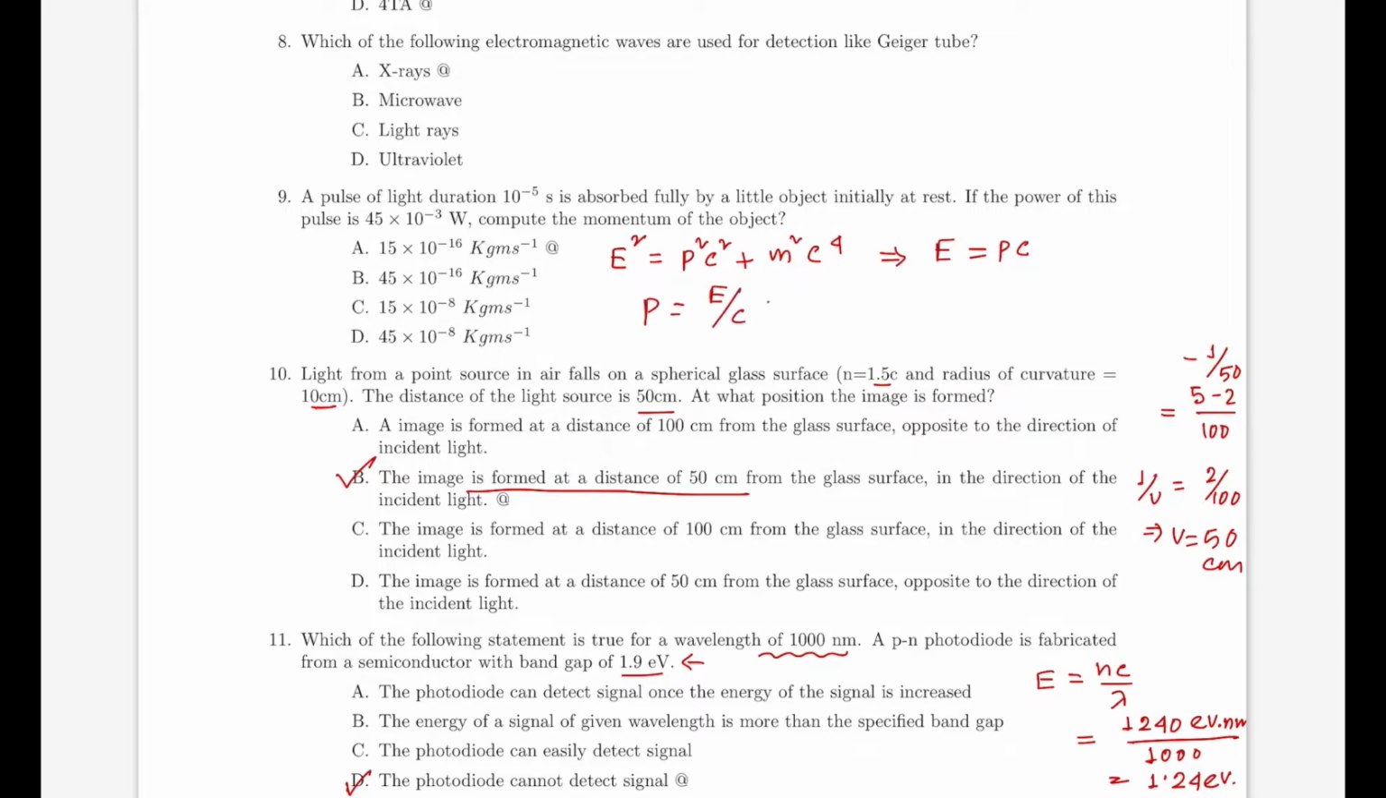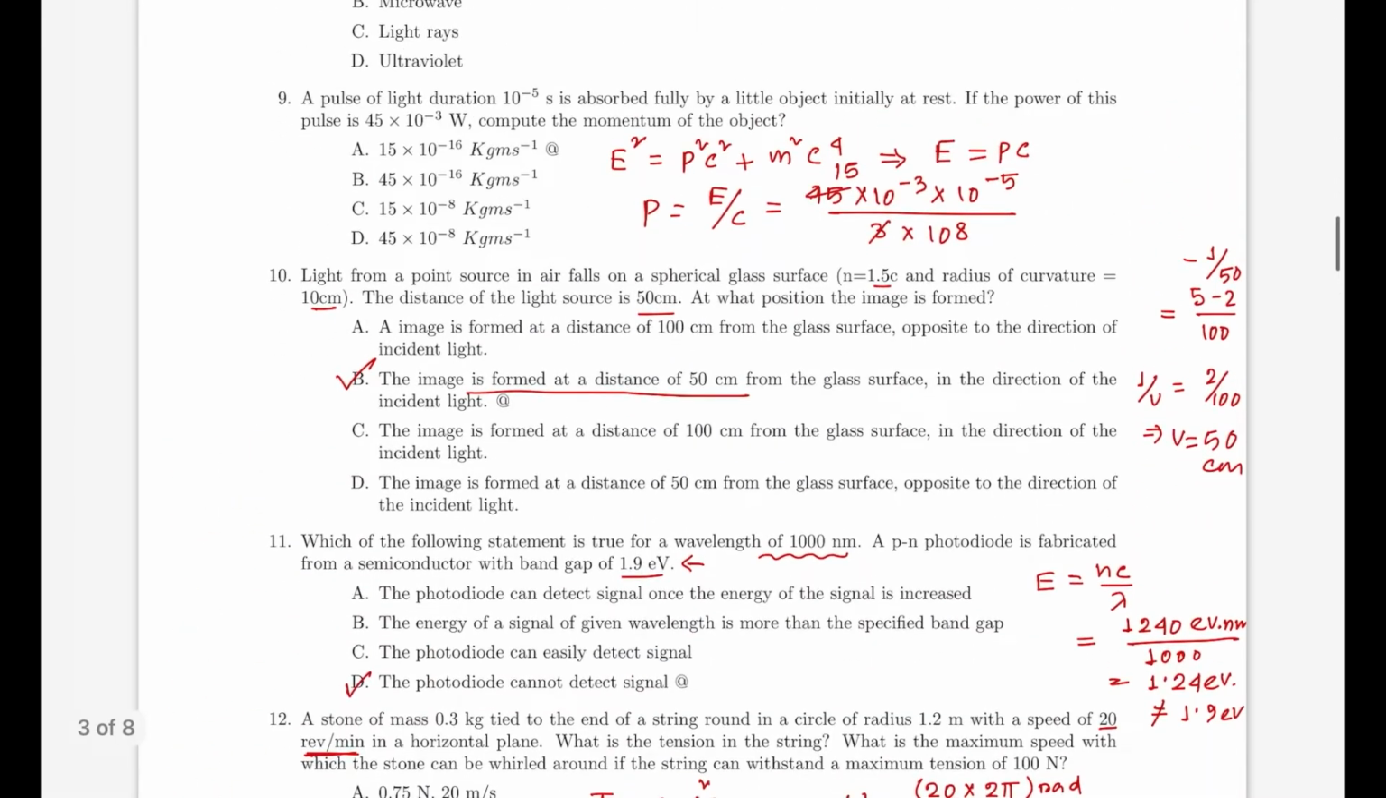Now the energy deposited in 10 to the power minus 5 seconds is the power times the duration, which is 45 into 10 to the power minus 3 into 10 to the power minus 5 divided by 3 into 10 to the power 8. So this cancels with 15, and you have 10 to the power minus 16 in the exponent. So option A is the correct answer.